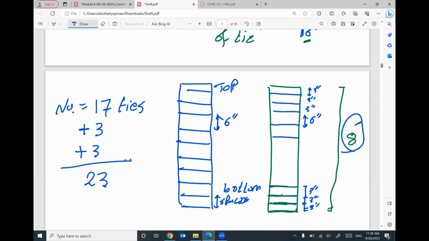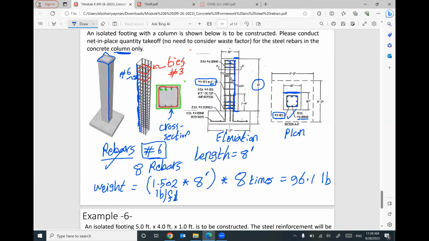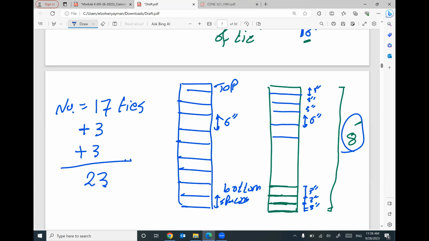That makes sense? So regularly we have number 3 ties every 6 inch, but for shear or something else for design, I will add additional 3 ties at the bottom and additional 3 ties at the top based on the given information. So the total number is 23.